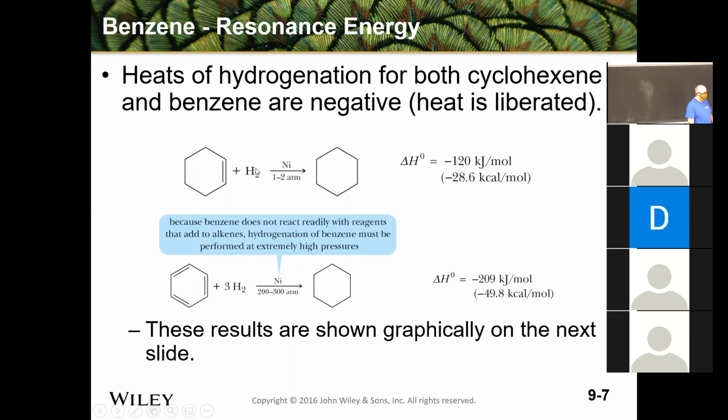Okay, with cyclohexene, this takes place at room temperature, 1 to 2 atmospheres. Okay, this is something you could do on the laboratory bench with some thick-walled glassware, 1 to 2 atmospheres of hydrogen. Okay, notice here for benzene, we need 200 to 300 atmospheres. Okay, so this is really hard to hydrogenate. It also requires a higher temperature.